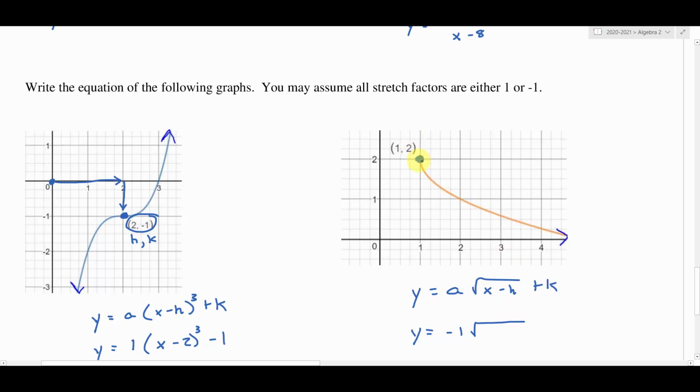Now notice the locator point is located right here, and they give me the coordinate of that locator point, which tells me my h and my k values. So this tells me that the function, which would normally start at 0, 0, has been shifted to the right 1 unit. To shift to the right 1 unit, we need an x minus 1. And that minus 1 will be inside of the square root. It has also been shifted up 2 units. So to get it to shift up 2 units, I would have to add 2. And that completes my equation.